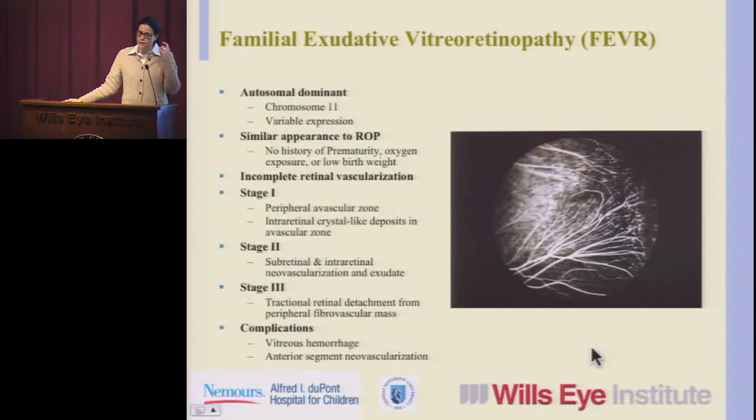It's an autosomal dominant condition, but it does have variable expression. And, as I say, it looks just like ROP, that your vessels kind of come to a point and then the rest of the retina is bare. There's no vessels there. So that's why it looks just like ROP. There are 3 stages that you see. The first, the vessels come to an end and there's still more retina here. So you have this peripheral avascular zone. Then stage 2, you get neovascularization, and stage 3, tractional retinal detachment.